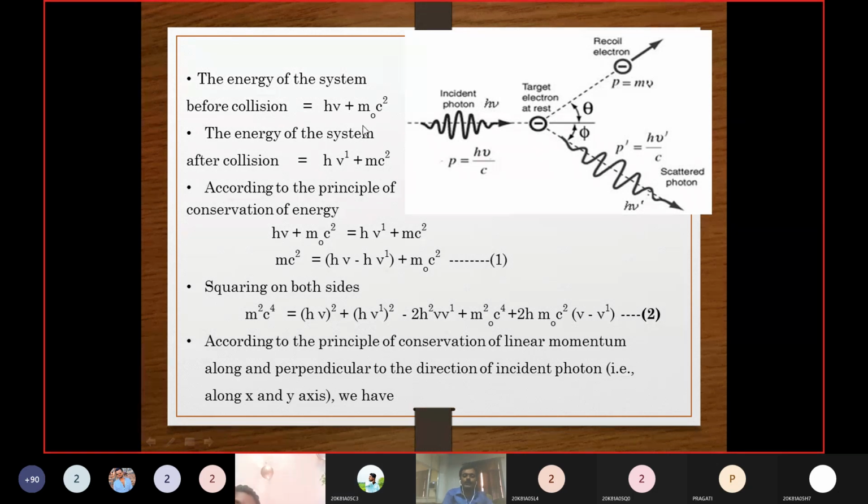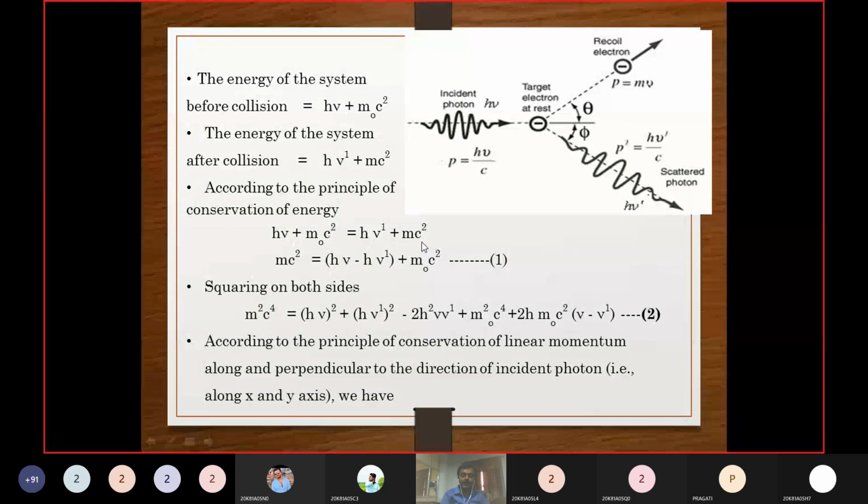Before collision the energy is h nu plus m naught c square. After collision the photon energy is h nu dash and the electron energy is mc square. According to the principle of conservation of energy, the energy before collision equals the energy after collision. So we equate these two: h nu plus m naught c square equals h nu dash plus mc square.